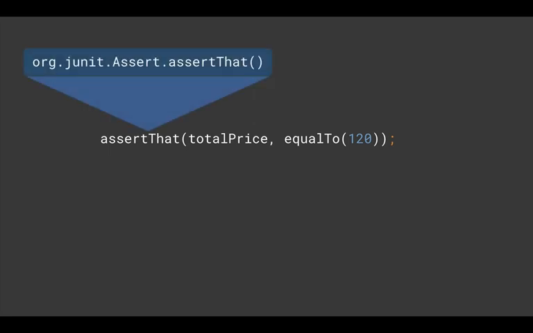The assert that method is a static method from the org JUnit assert class. You can also get it from the Hamcrest Matchers assert class. The assert that method takes two arguments: the value you are comparing and a matcher instance. We usually get the matcher instance from a static method, such as the ones provided by Hamcrest's core matchers class, as you can see here. Let's look at this with some real code.